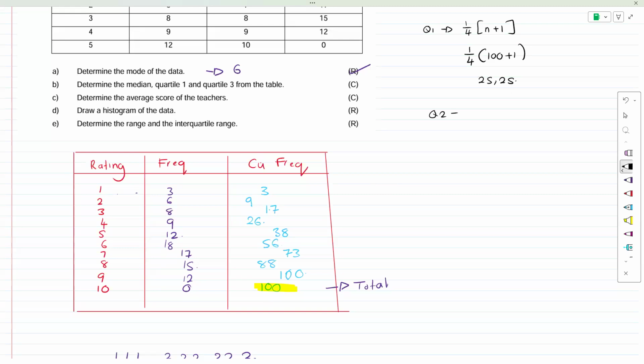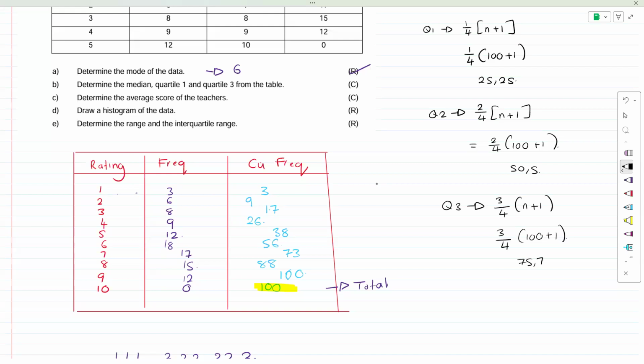Let's do quartile 2. This is 2 over 4, n plus 1. This is 2 over 4, 100 plus 1, which is 50.5. And quartile 3 is 3 over 4, n plus 1. 3 over 4 into 100 plus 1, and this should equal 75.75. Now remember, when you use this formula, all of this is position. So let's go and find the position.